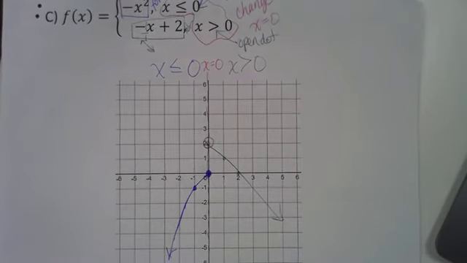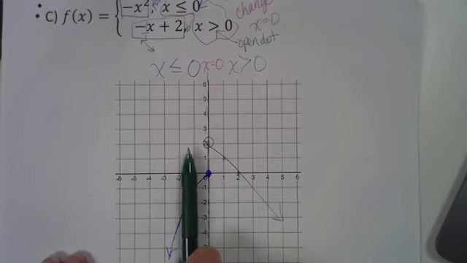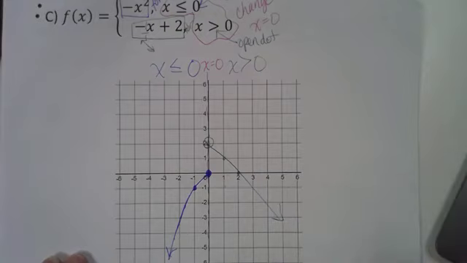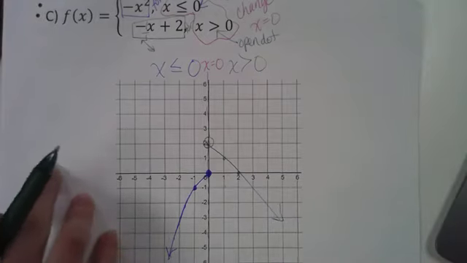Does it pass the vertical line test? Yeah, it's all good. It's perfect. It's a function. It's what we should expect to see. Okay? All right. One more with a slight adjustment.